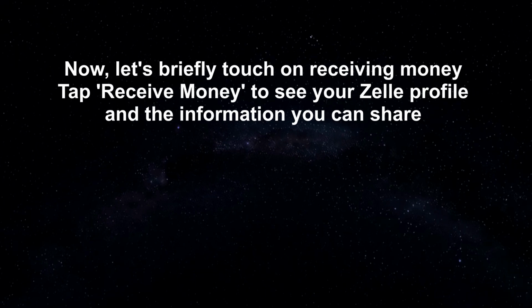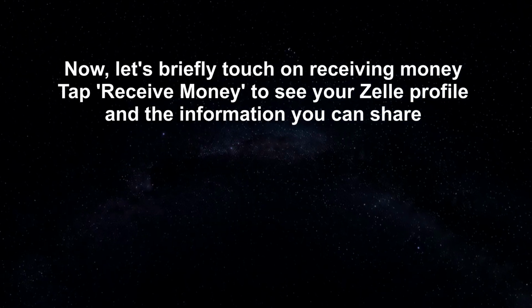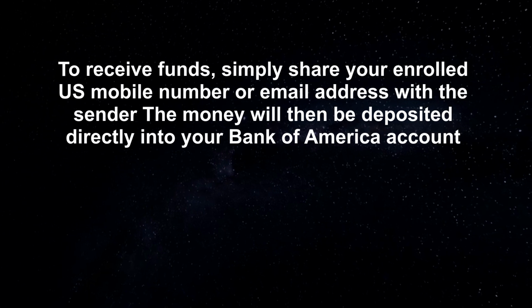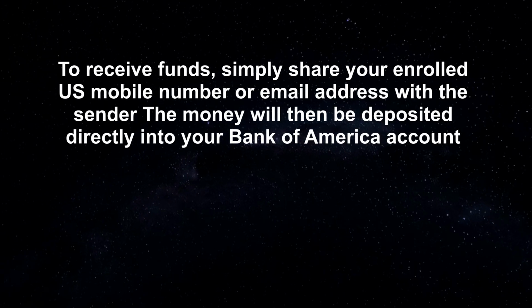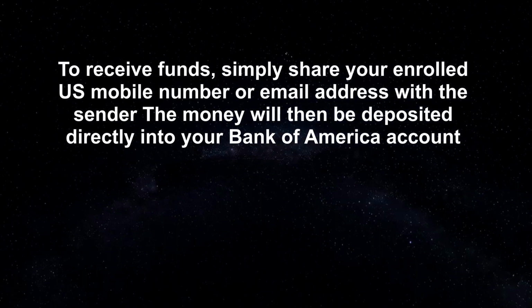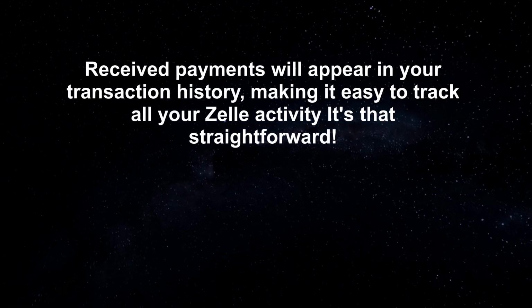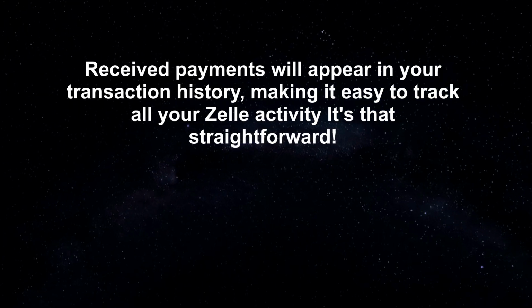Now, let's briefly touch on receiving money. Tap Receive Money to see your Zelle profile and the information you can share. To receive funds, simply share your enrolled U.S. mobile number or email address with the sender. The money will then be deposited directly into your Bank of America account. Received payments will appear in your transaction history, making it easy to track all your Zelle activity.